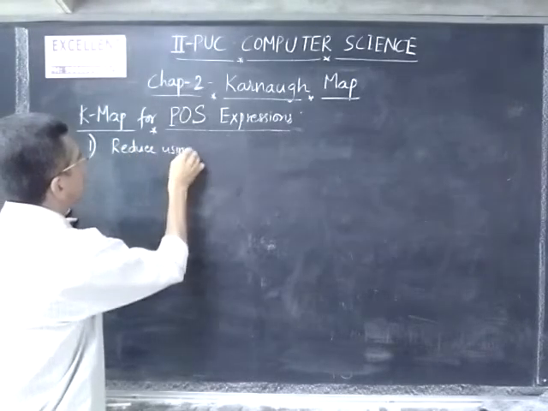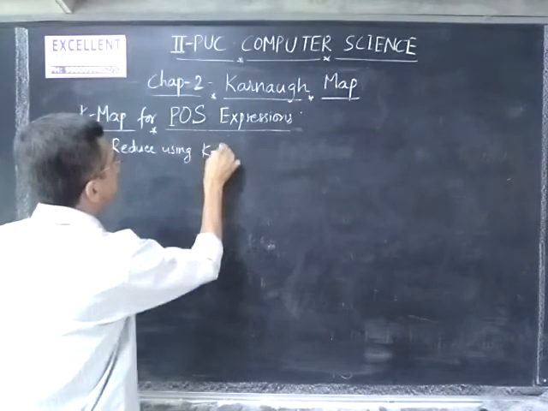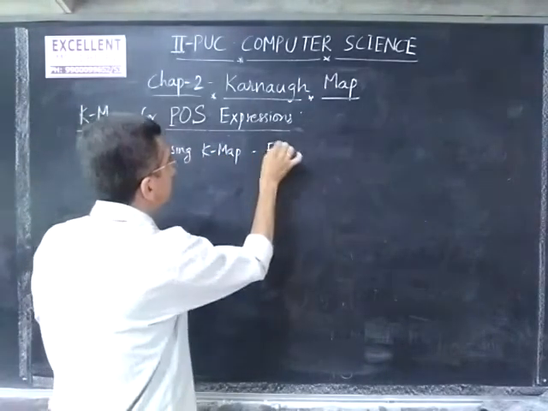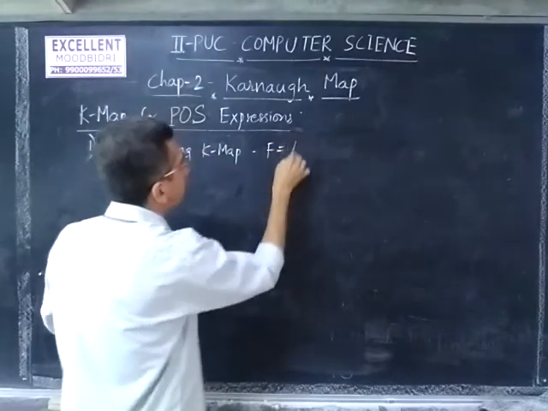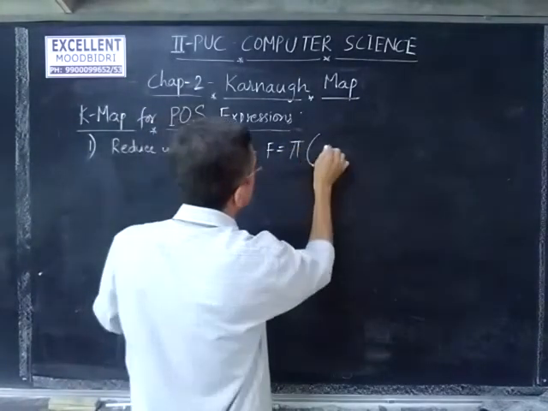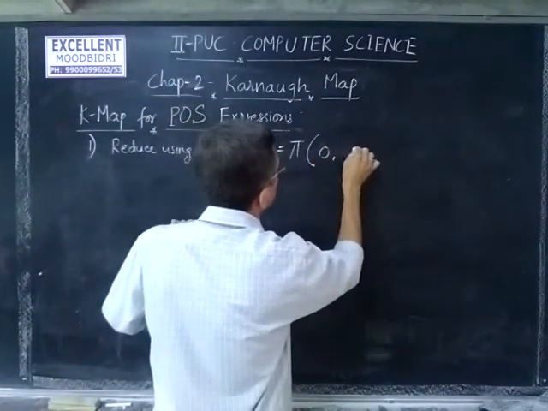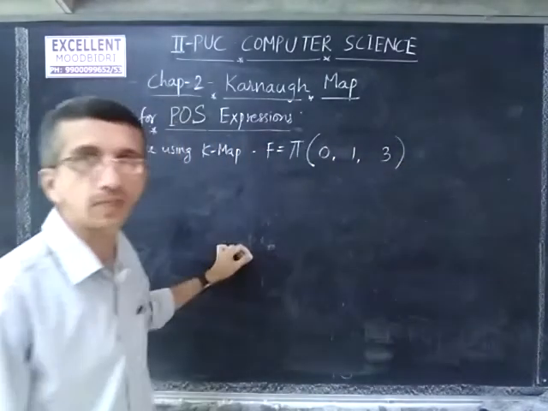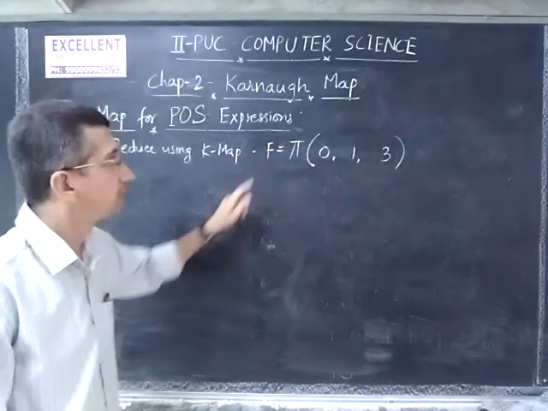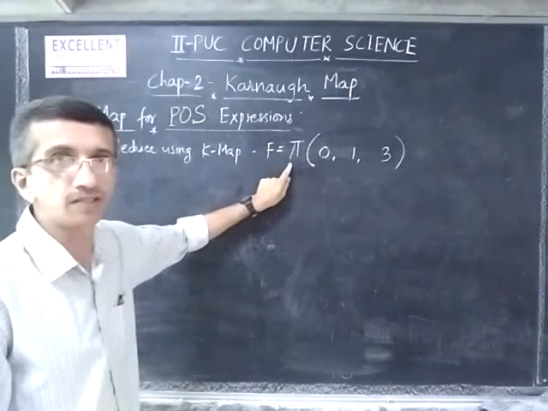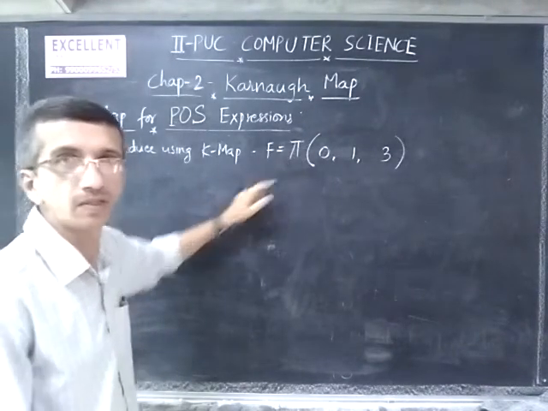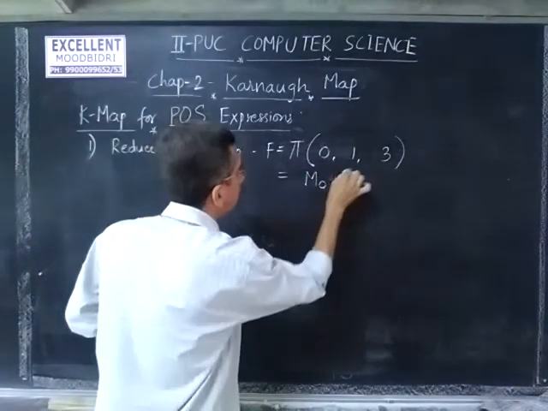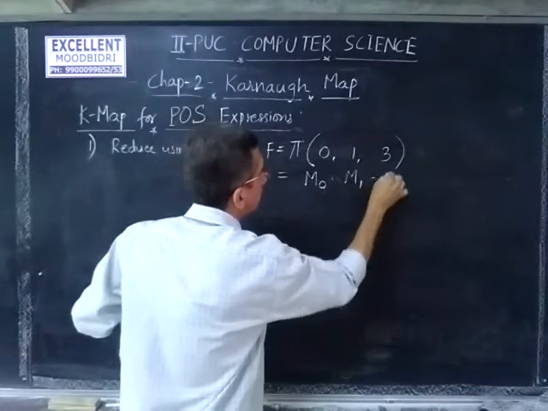using K-map the following expression. F is equal to pi of 0, 1, 3. That is a very simple expression. Canonical POS expression, because pi is the symbol. The meaning is it is M0 dot M1 dot M3.